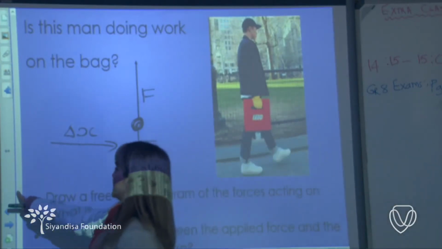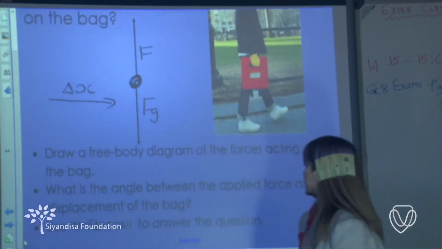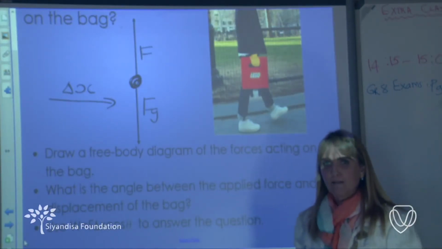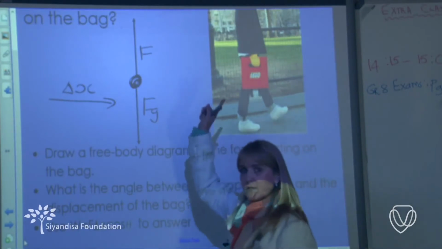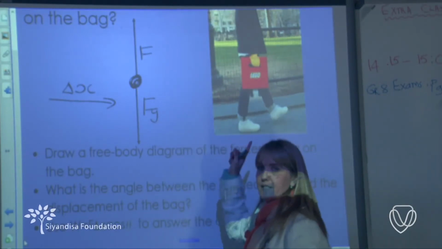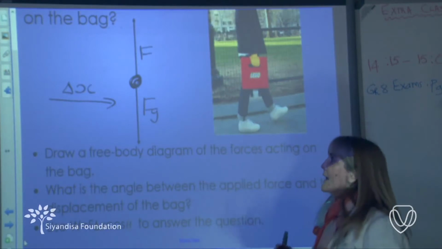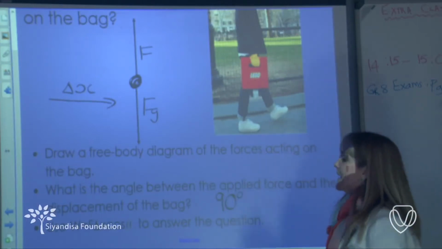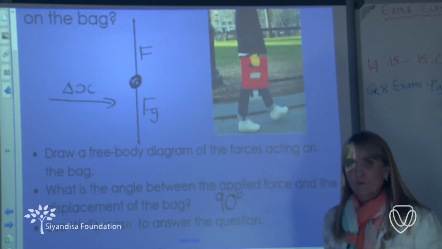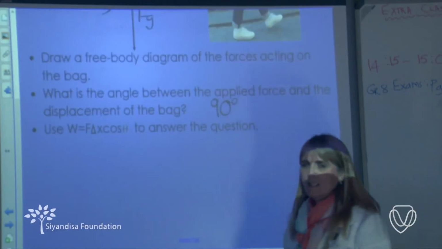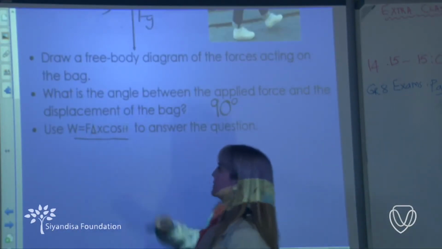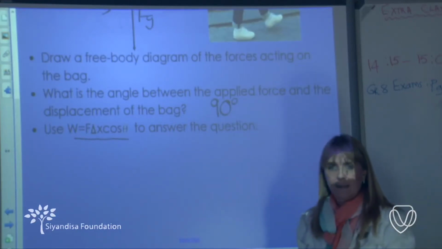Now, ask yourself the question, what is the angle between the applied force and the displacement of the bag? Right, so the applied force is vertically upwards, displacement is to the right. So the angle between those two is going to be 90 degrees. Now, if we go back to our equation for work, remember I said to you I'm not going to spend too much time on the theory.